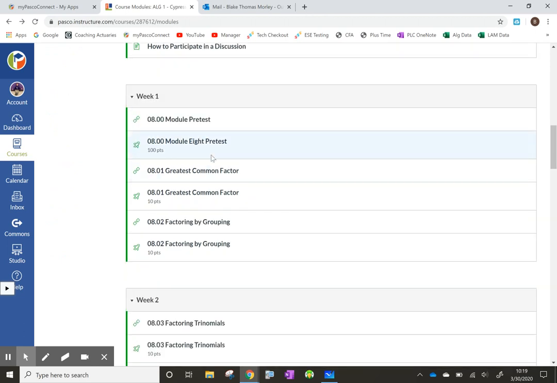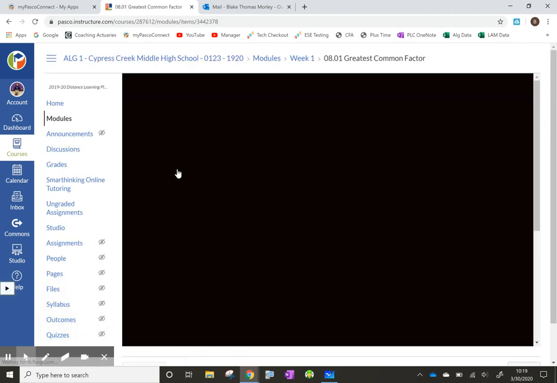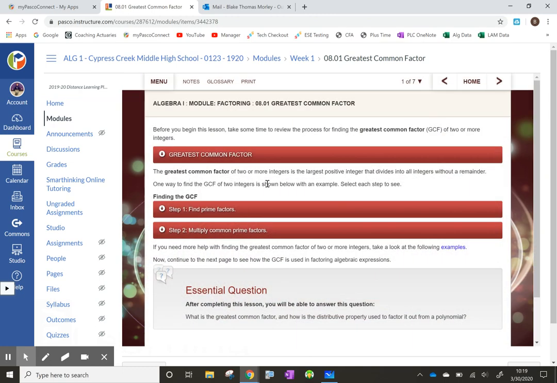So let's get into 8.1 greatest common factor. So this first part here, this is going to be the lesson. And then the second part here is going to be the 10-point quiz. But obviously, we'll jump into the lesson first, and I'll kind of talk you through it, right? I'll help you out a little bit as we go.